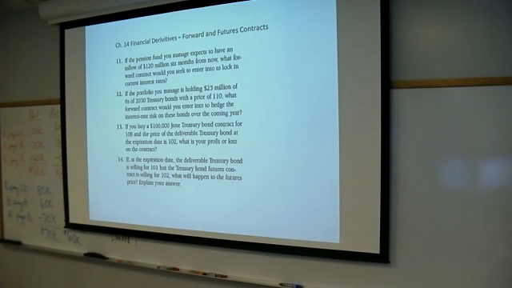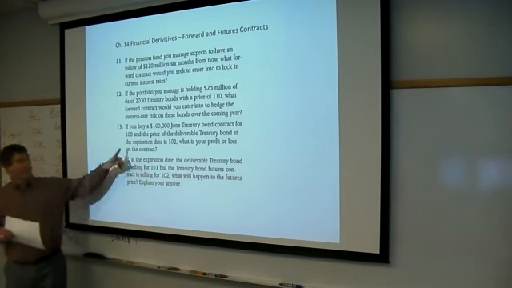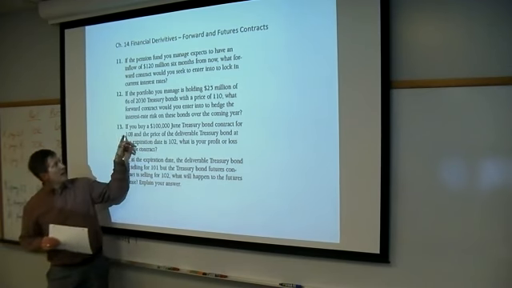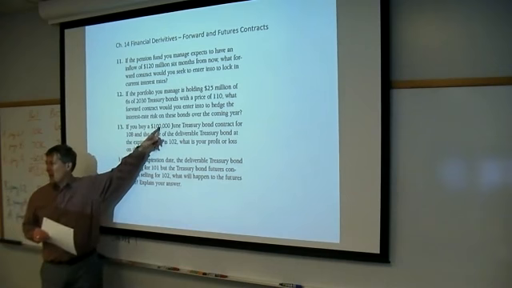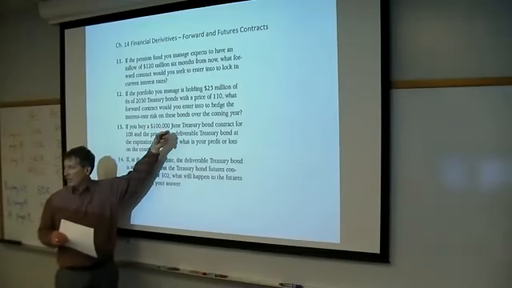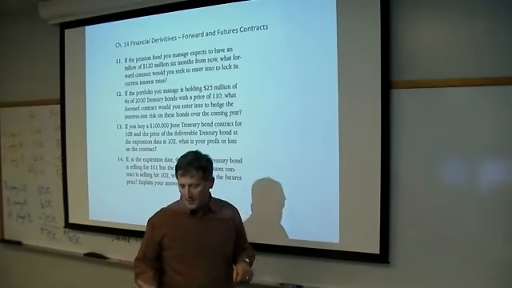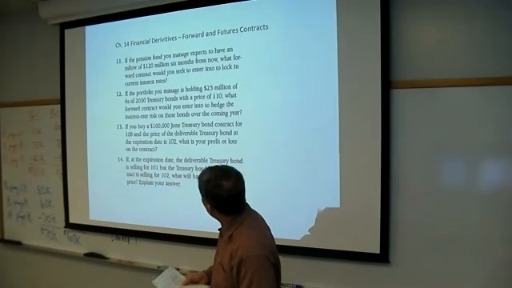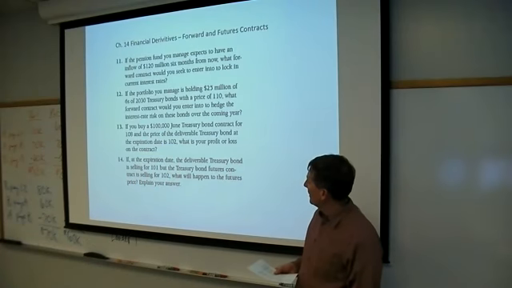Did we lose money or make money? We lost money, right? And how much did we lose? 6. So on a $100,000 contract, how many dollars did we lose? 6,000. So that's 6 points on the 100,000. So 6% of the 100,000, you lost 6,000 per contract.